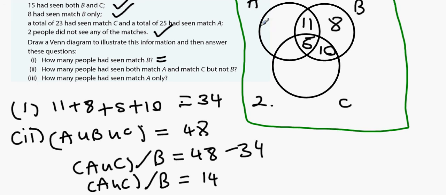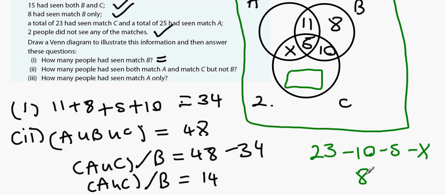So if we call this X, because how many people have seen both match A and match C, but not B, this is what we're looking for in this question. Now, since 23 have seen match C, what we can do is figure out what this one here is. So 23 people have seen match C. So it's going to be 23 people minus 10 minus 5 minus X. And that is going to be 8 minus X.